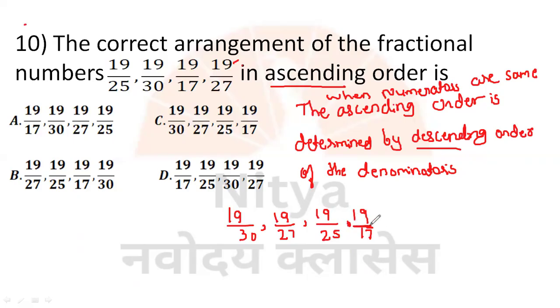So when we find the ascending order of these numbers, when the numerators are the same, you have to remember here, don't get confused. When the numerators are the same, the ascending order is determined by the descending order of the denominators. So we have to take the denominator which is the largest first. It means we arrange these fractions from largest to smallest.